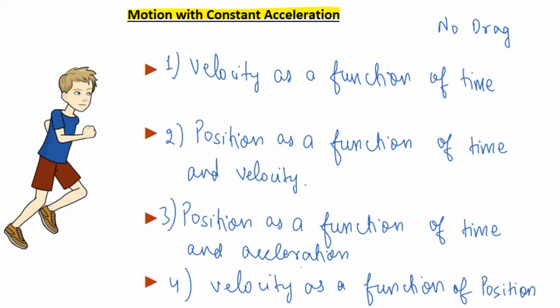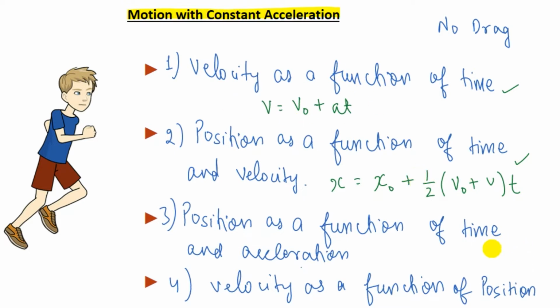Now in the last video we derived these two equations, and if you haven't seen that video, click on the bell icon to see it. The first equation that we derived was v = v naught + at, and the second equation was x = x naught + 1/2 (v naught + v) t. So these are the two equations we derived in the last video.